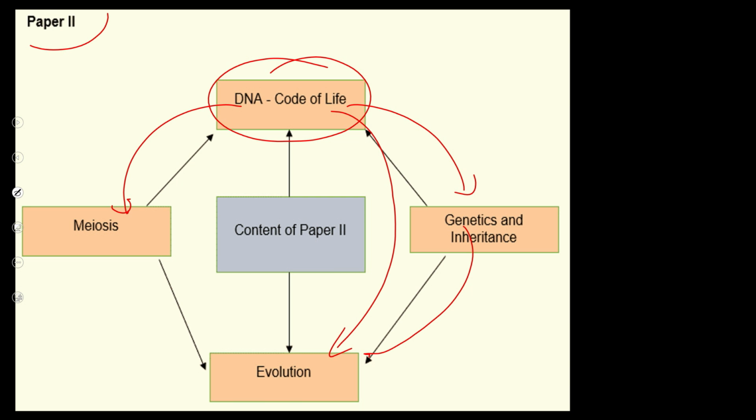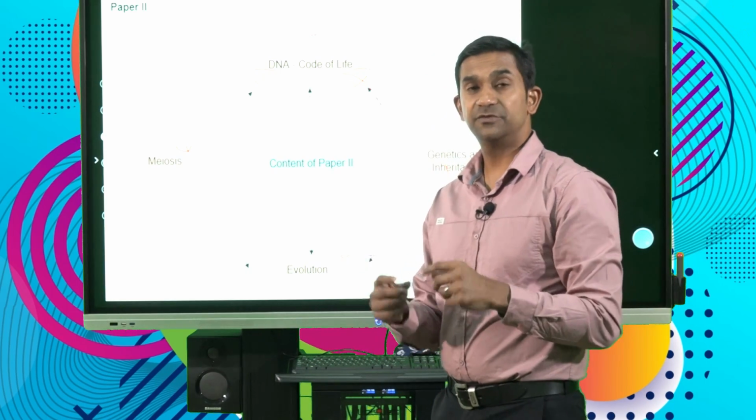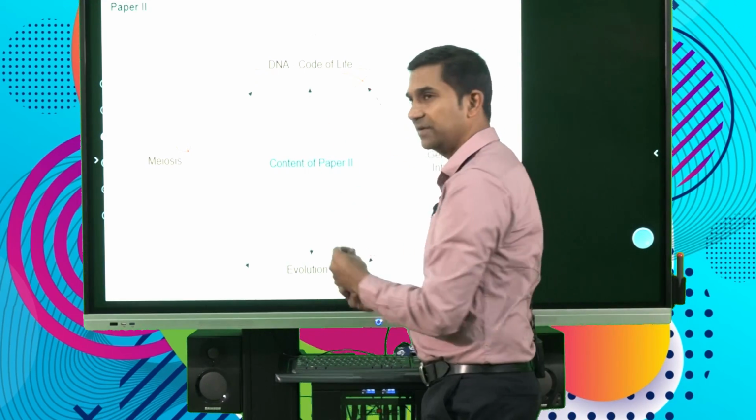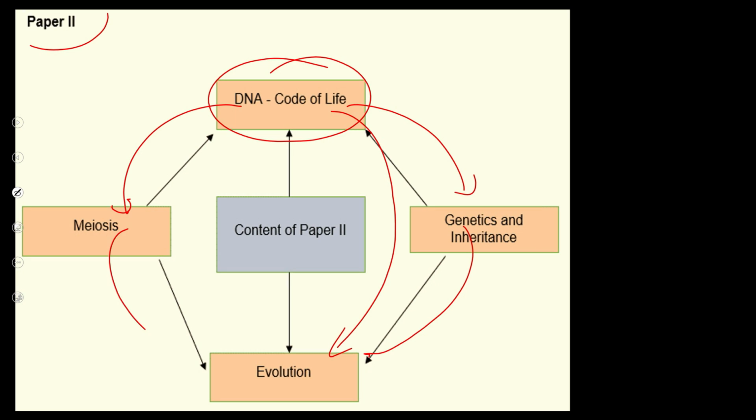The process of crossing over and the exchange of genetic information during crossover creates variation, and that is what drives evolution. So what am I getting to? I'm getting to the concept that we need to understand that all of this is interconnected.